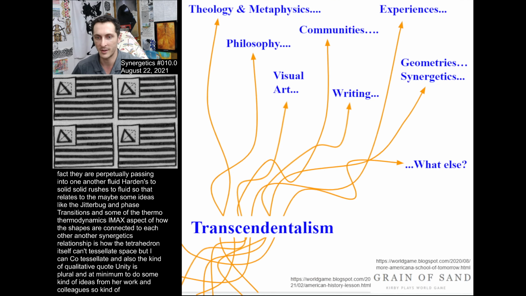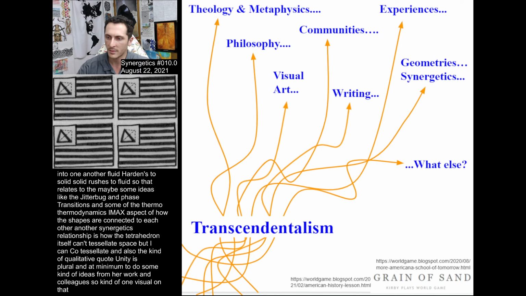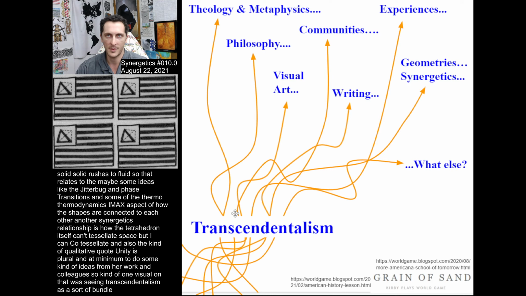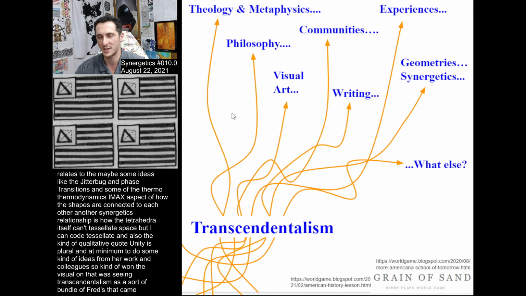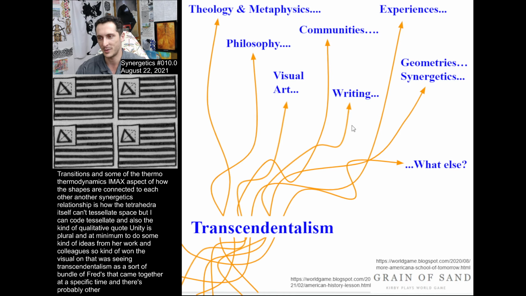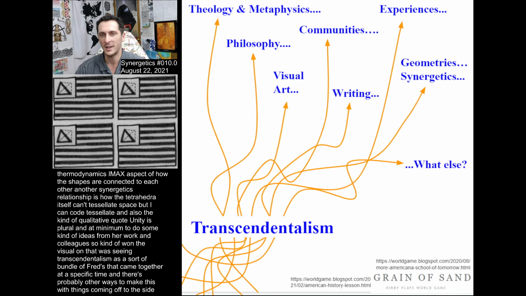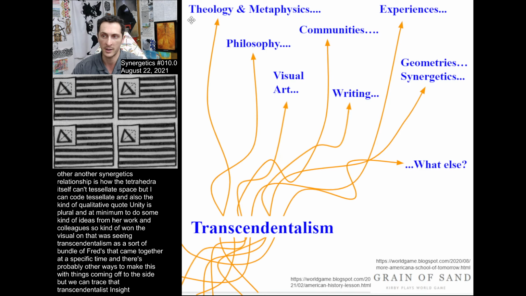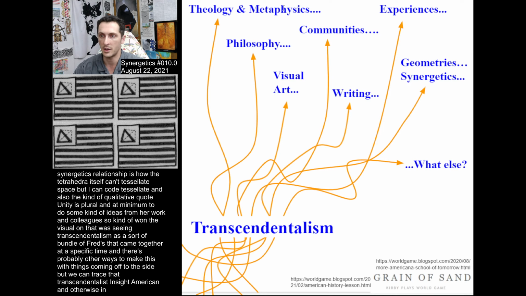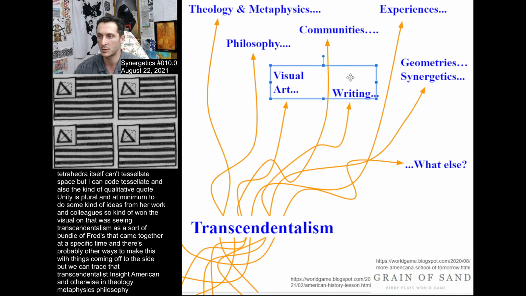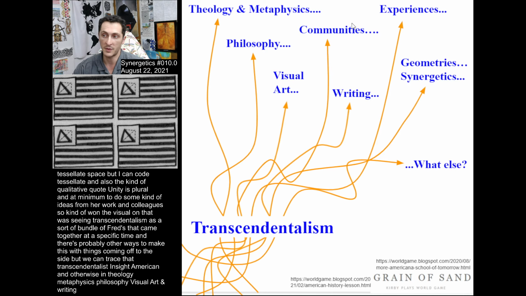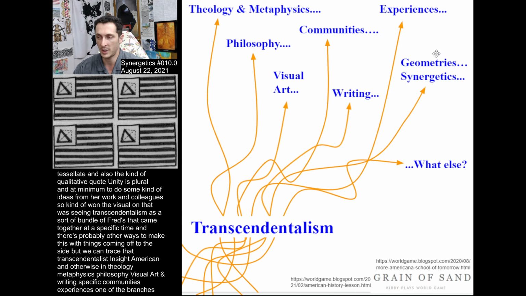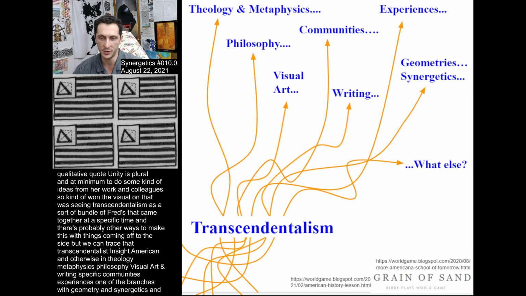So one visual on that was seeing Transcendentalism as a sort of bundle of threads that came together at a specific time. And there's probably other ways to make this with things coming off to the side, but we can trace that transcendentalist insight, American and otherwise, in theology, metaphysics, philosophy, visual art, and writing, specific communities, experiences, one of the branches with geometry and synergetics, and maybe other stuff.